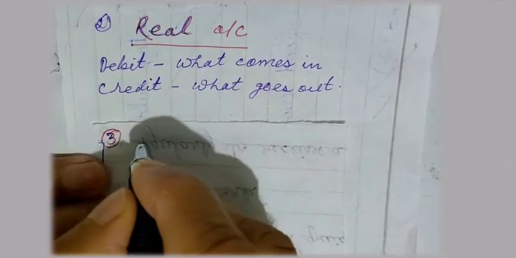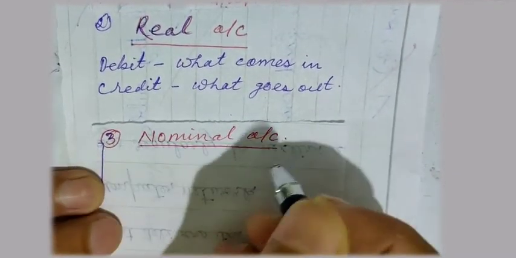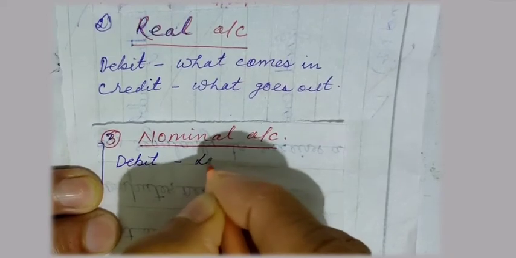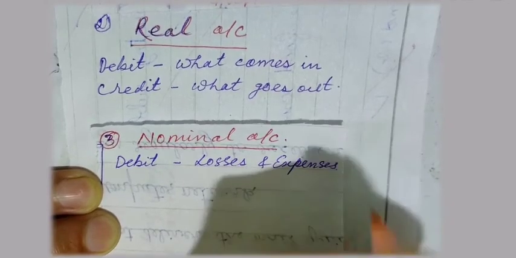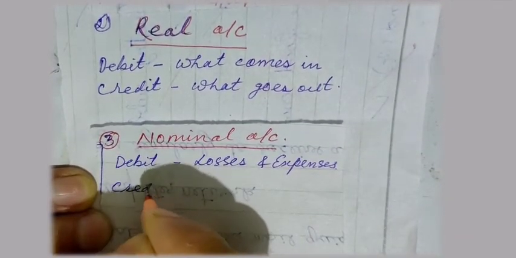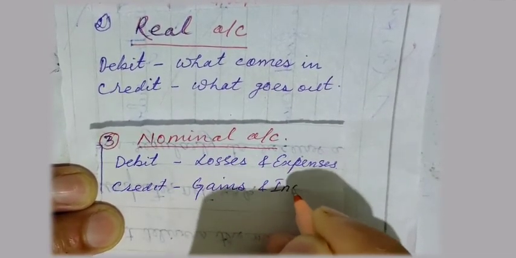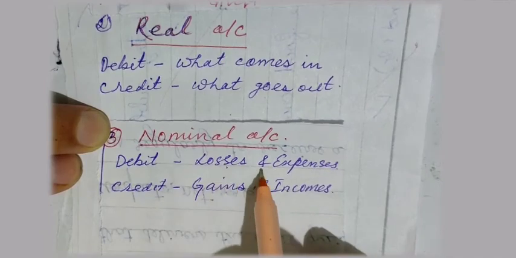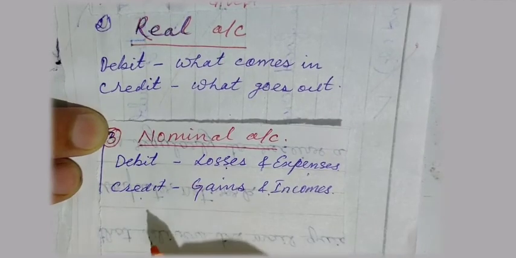Number three is nominal account. Now for nominal account, debit losses and expenses, credit gains and incomes. So you have nominal account: debit losses and expenses, credit gains and incomes. These rules are also known as golden rules of accounts.